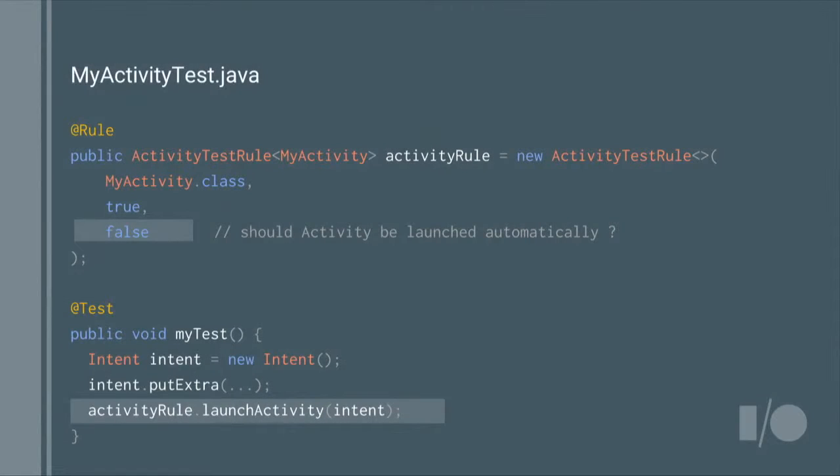If you need some more custom fine-grained control, just use the 3-argument constructor. And if you pass false as the last argument, the activity will not be launched automatically for your tests. And then in every test, you can just prepare the intent that you want, and just remember you have to launch the activity manually.